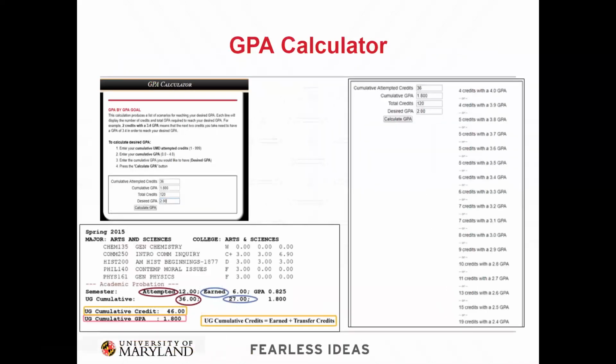Again, the GPA Calculator, like Neela said, you want to make sure that attempted credits are used and the UG cumulative GPA is used. So again, in this example, the student would need 15 credits at a 2.25 in order to earn a 2.0 cumulative GPA.